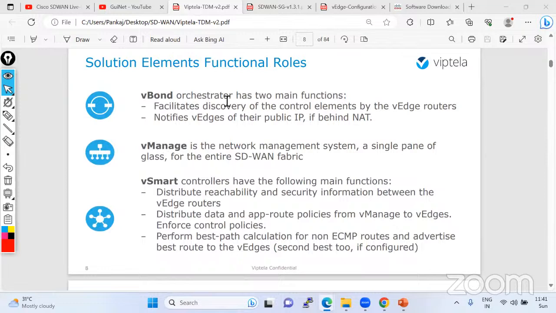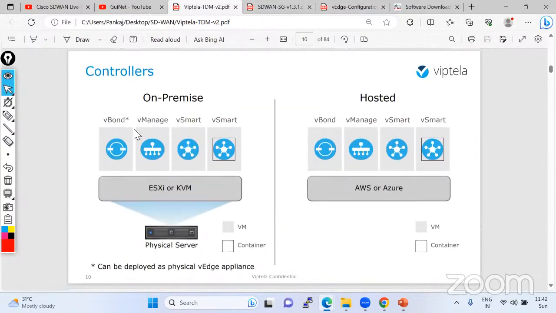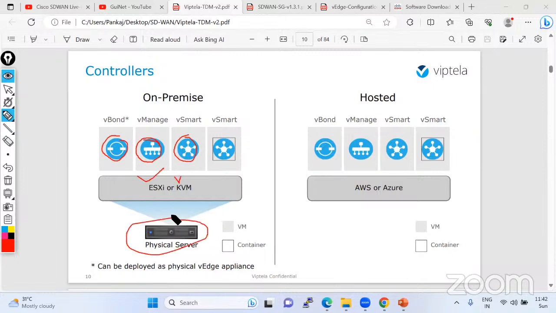We already covered that vBond is the orchestrator with two main functions. I said it facilitates discovery of control plane elements, and vEdge routers notify their public IP NAT. I'll explain the NAT function again in a better way. But let's understand, the controllers can always be deployed in the cloud, or on your ESXi or KVM. There is no hardware; you can only find the image. If you want to deploy vBond, you get a virtual image. vManage, you get a virtual image. vSmart, you get a virtual image. You can deploy them on ESXi, KVM or servers, because there is no dedicated hardware.